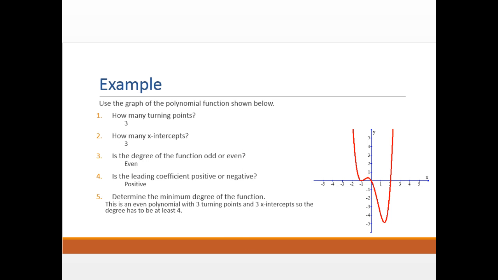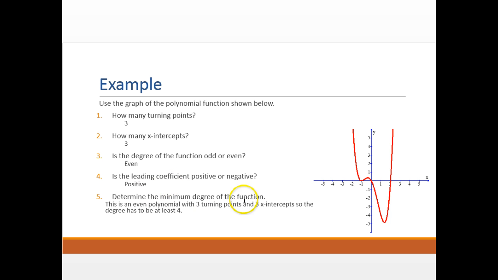So let's look at these graphs and see what we can apply. Here is a function. How many turning points do we have? Well, we have 2 valleys and 1 peak, so there's 3 turning points. There are 1, 2, 3 x-intercepts. We know the degree of the function is even because the left side goes up and the right side goes up. And because they both behave the same, we know they're even. And since they both go up, we know they're positive.